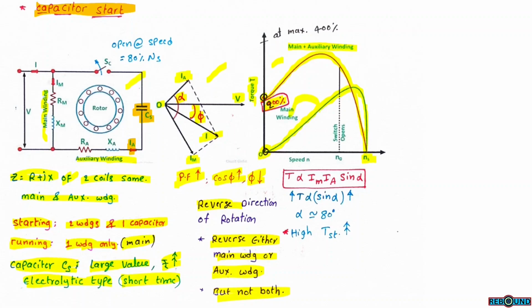So this is the curve when only the main winding is present, and this is the curve when the auxiliary winding plus main winding both are present. Finally, the torque in the motor is directly proportional to the main winding current, the auxiliary winding current, and the sine of alpha. Alpha is the angle between the auxiliary current and the main winding current. So as sine alpha increases, the torque will increase. Alpha has to be nearly 80 degrees. So as alpha increases, the starting torque will increase.